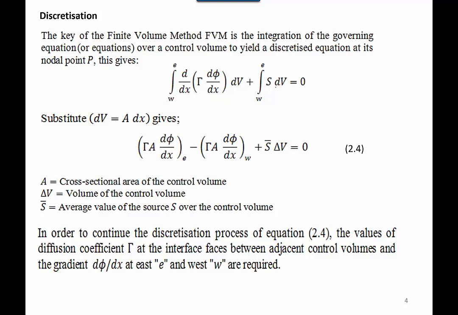So in order to continue the discretization process of equation 2.4, we have to have a value for gamma at the east side, and also gamma at the west side, and also d phi by dx, the gradient of phi at the interface at the east, and also the gradient of phi, which is d phi by dx, at the west side. And also we have to know the value of this S bar multiplied by delta v.